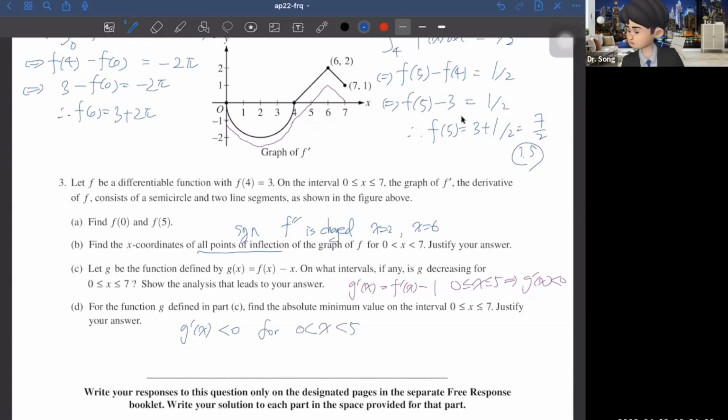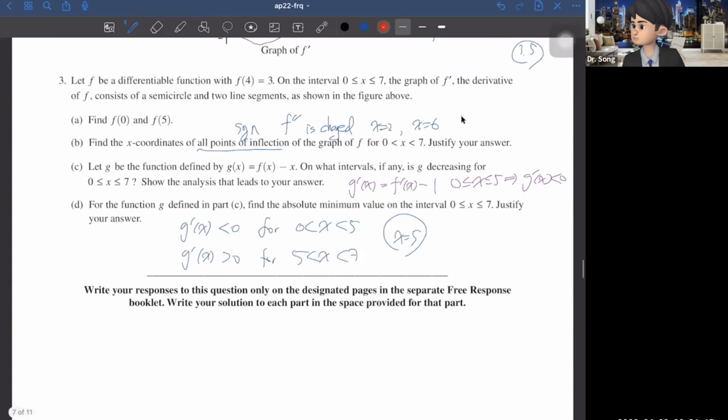And also G prime of x is positive. When is it? For x between 5 and 7. So that being said, when x equals 5, that's the minimum. Well, let me give you the big picture of this question. So let's say that this is h of x. When is the minimum? Here.